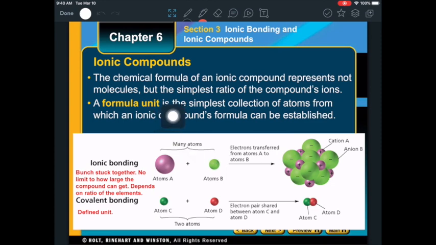The formula unit is the simplest collection of atoms from which an ionic compound formula can be established, which basically means that the charges have to be balanced. If I have 1 sodium, I have to have 1 chlorine to balance out the charge. For every positive, I have to have a negative so that they can cancel out and become overall neutral.